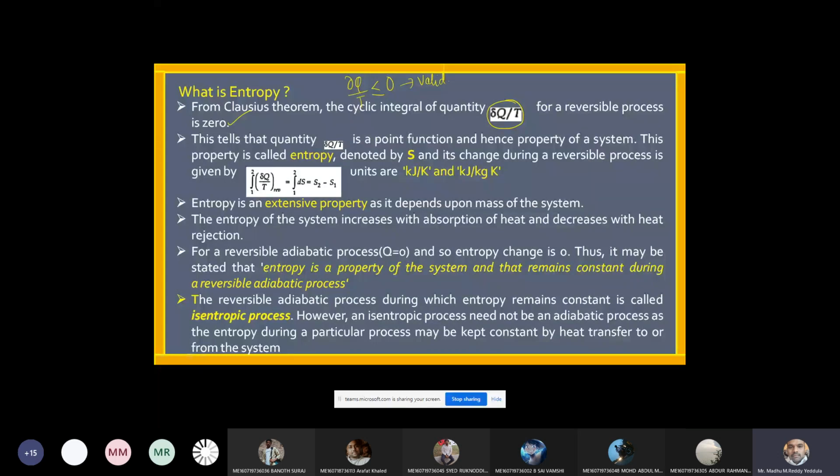So the cyclic integral of dQ by T equal to 0 means it is a point function, as already discussed in the first unit. What is a point function? It is an exact differential. If it is a point function, I can also call it a property of a system. All point functions are properties of the system. If it is possible to represent any quantity by a point on a graph, then we can call it a point function. Example: temperature, pressure, volume. So entropy is also a point function, right?